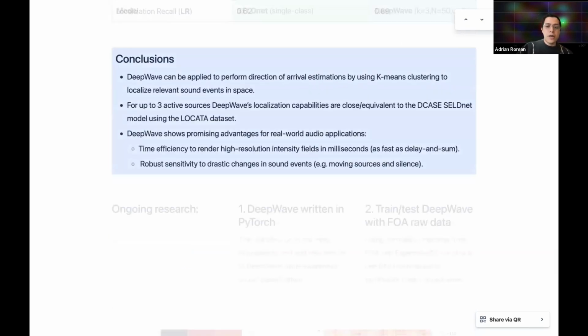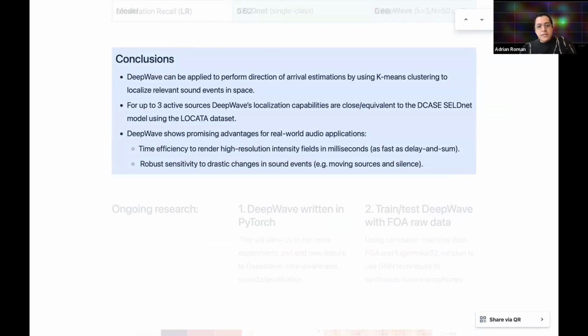So in conclusion, we can say that DeepWave can be applied to perform direction of arrival estimations by using k-means clustering to localize relevant sound events in space. For up to 3 active sources, the localization capabilities of DeepWave are close and even equivalent to the ones we see in the baseline model from the DCASE challenge.